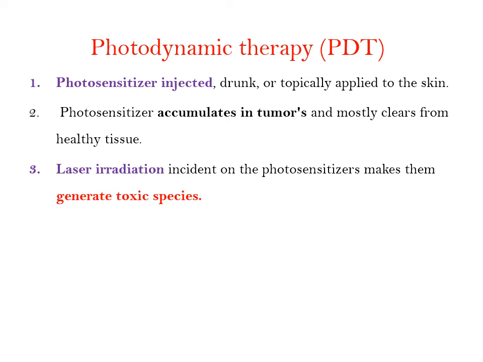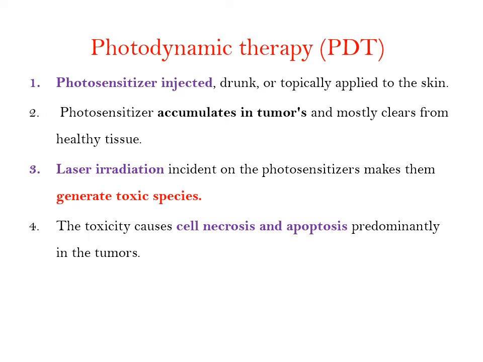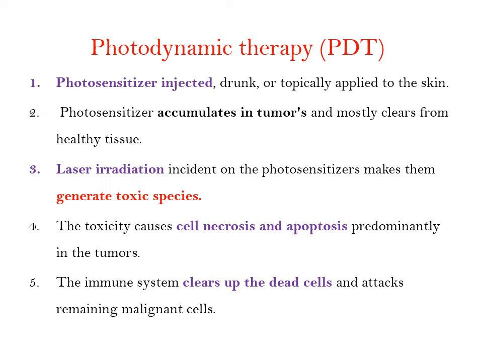The laser radiation incident on the photosensitizer makes it generate toxic species, which are called singlet oxygen. The toxic species cause cell necrosis and apoptosis, predominantly in the tumor part, with reduced effect on the normal tissues. Then the immune system will clear up the dead cells and attack the remaining malignant cells.